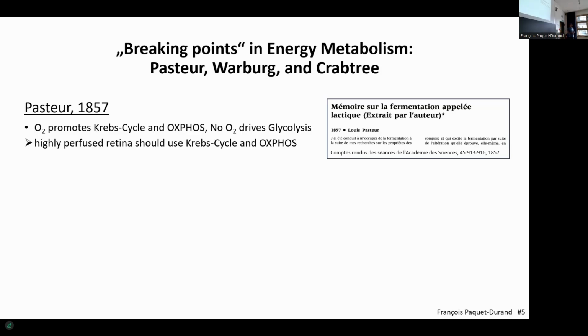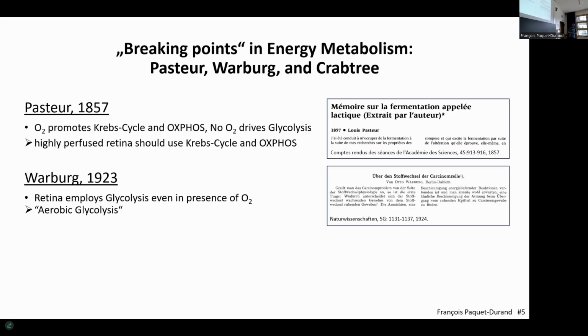Whereas if you have no oxygen, this drives metabolism towards glycolysis, which in yeast leads to alcohol production. So limiting oxygen drives on alcohol production, which the winemaking industry in France was very happy about. Now, if we transfer this to the retina, it is very highly perfused, so there's a lot of oxygen around. And think about that. What should the retina use? Oxidative phosphorylation. Okay. Now, in 1923, Otto Warburg came along, and he studied metabolism, especially in the context of cancerogenesis.